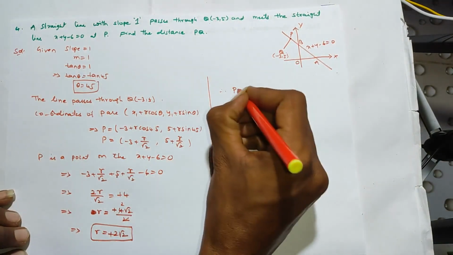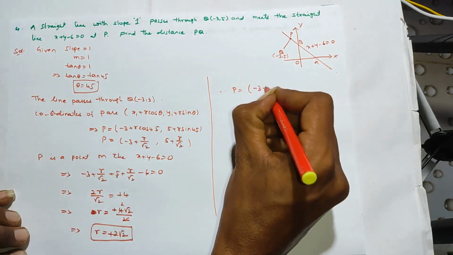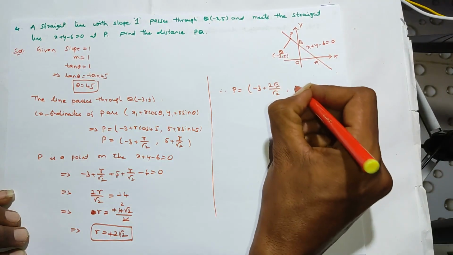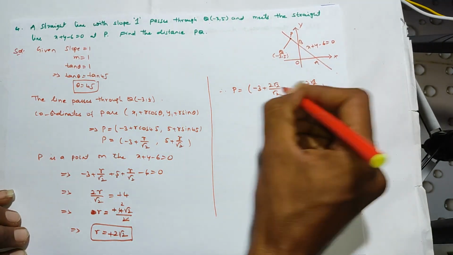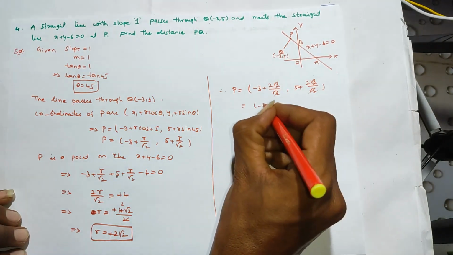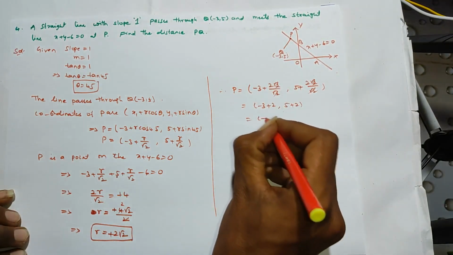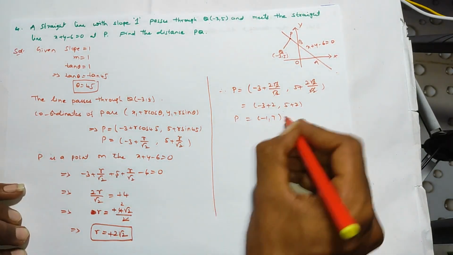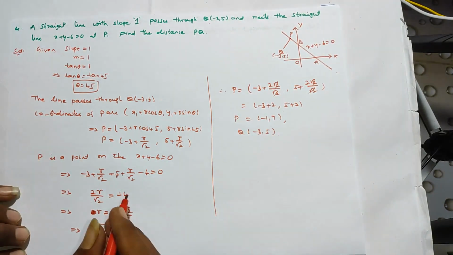Therefore, P coordinates are, substitute here, minus 3 plus 2 root 2 by root 2, comma 5 plus 2 root 2 by root 2. Root 2 gets cancelled here also. Minus 3 plus 2, comma 5 plus 2 is nothing but minus 1, comma 7. So P point is minus 1, comma 7, and Q point is minus 3, comma 5, right?